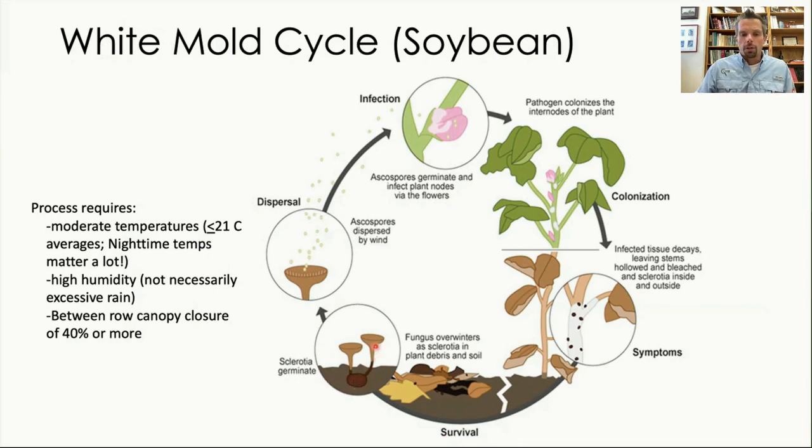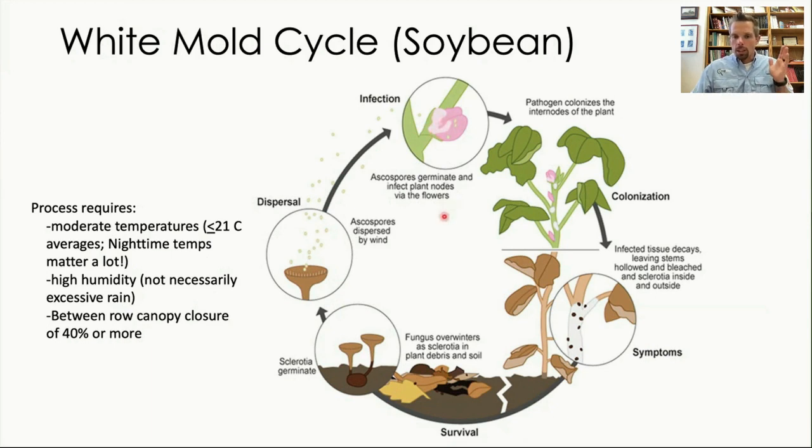These give rise to a very important structure here, which we call an apothecium, and this is basically an inverted mushroom-like structure. The reason why this is so important is this is what leads to spores and then also spore dissemination into open soybean flowers. So in soybeans, the white mold fungus, Sclerotinia sclerotiorum, its primary infection happens through these blooms.